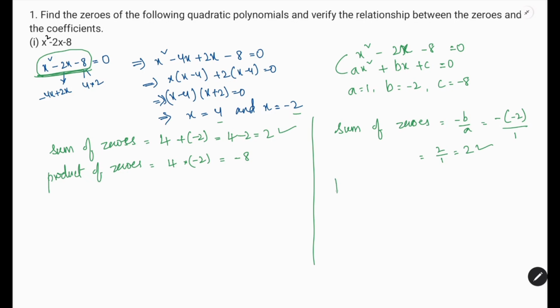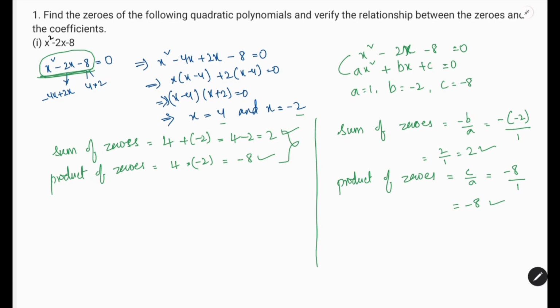Now product of zeros equal to c by a. c is minus 8, a is 1, equal to minus 8. See, this and this both are same. We have verified that both are same.